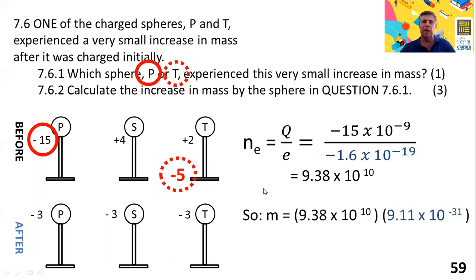Now, what was the mass gained? Well, it's the number of electrons, 9.38 times 10 to the 10, times the mass of the electron, which is also from your constant sheet on page 40. Again, lots of exponents to deal with, and an answer of 8.55 times 10 to the -20 kilograms. That is an incredibly small mass, and certainly not detectable with a scale.